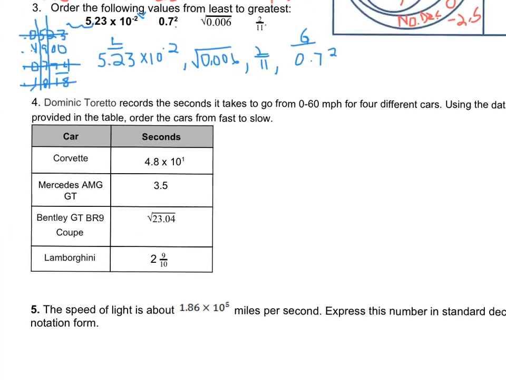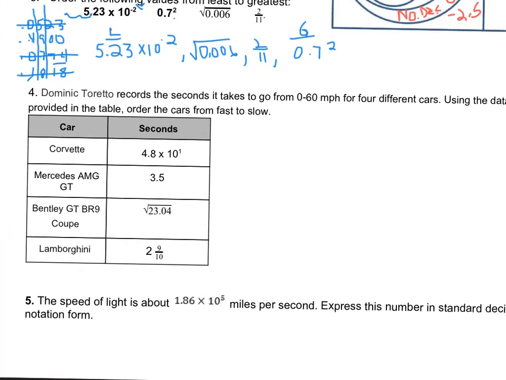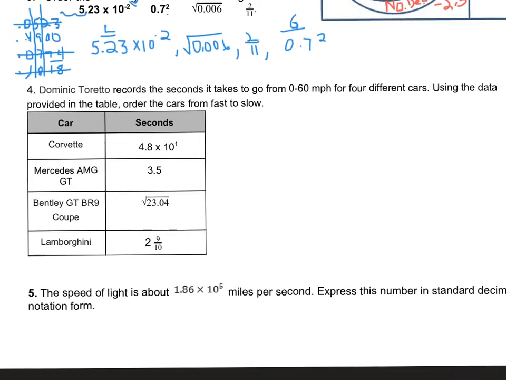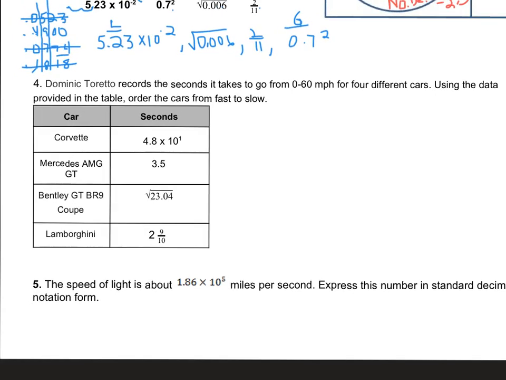Okay, let's look at problem 4. So here we're looking at Dominic Toretto, and he recorded the seconds it takes to go from 0 to 60 miles per hour. That's really fast for 4 different types of cars. So we're going to look at the data and order the cars from the fastest to the slowest. So the first thing you want to do is definitely convert these. So I know that's a positive 1, so that tells me that 4.8 becomes 48 seconds. The Corvette, to go from 0 to 60 miles, it takes 48 seconds.